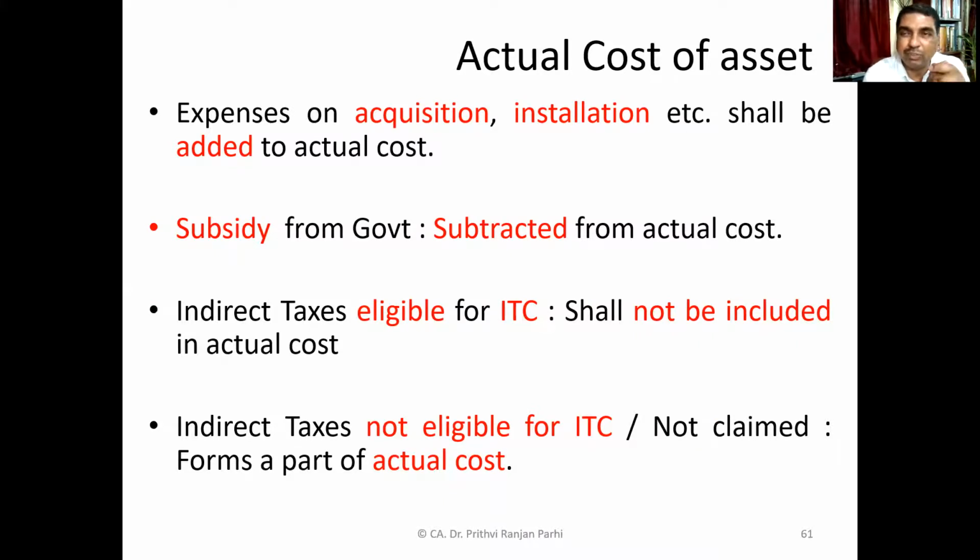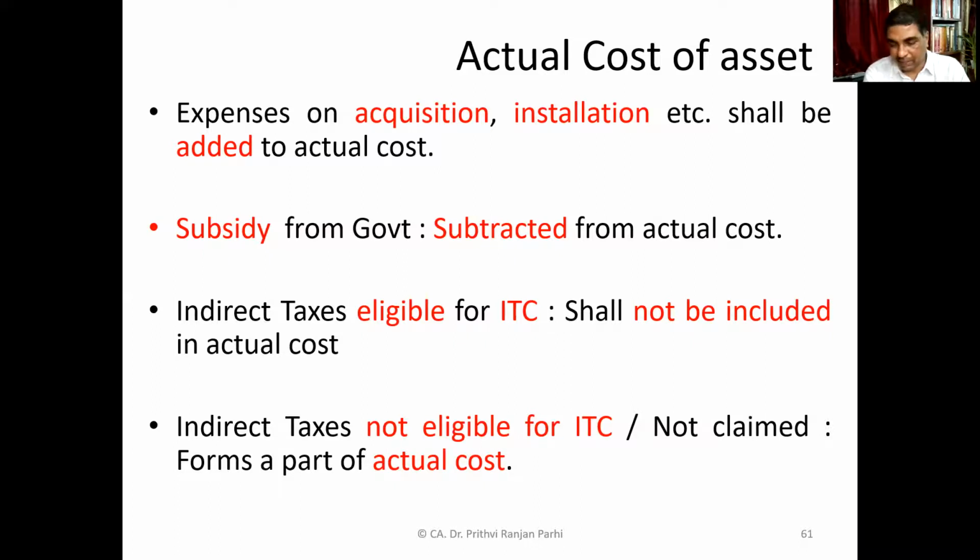There are certain specific situations when we find it difficult to arrive at the actual cost of assets. Actual cost is relevant because depreciation will be computed on that basis. Right. So expenses on acquisition, installation, etc. shall be added to actual cost. Suppose machine is purchased and some installation cost is incurred. That will also be added to the actual cost. Subsidy which is received from government shall be subtracted from actual cost. Okay. To that extent, the actual cost shall be lower.